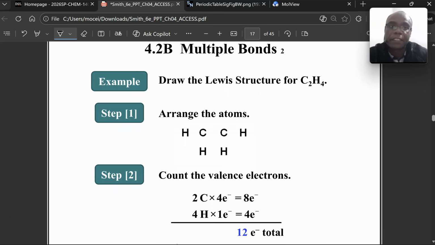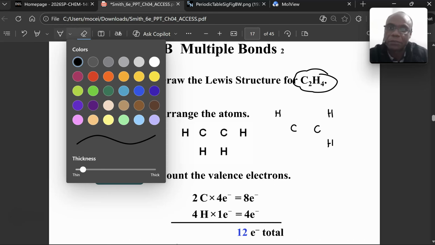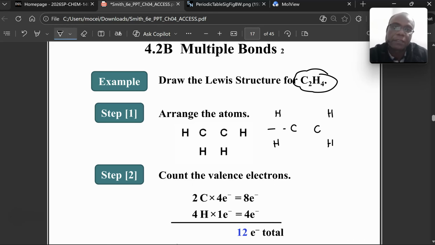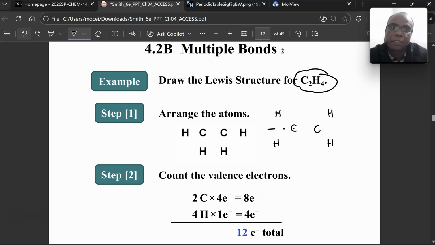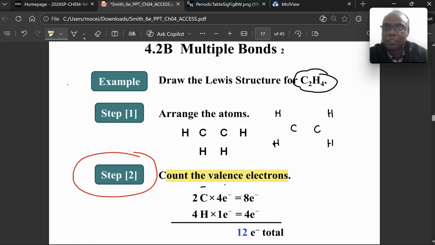So let's look at the case of C2H4. Follow the steps. Step number 1, for me, I would look for symmetry like this. Remember, carbon can take more bonds, so carbon is put in the middle, because it can bond to more elements. And this is symmetrical because I can cut it into equal halves. Step number 2, we need to count the total valence electrons that will help us make bonds and lone pairs of electrons.